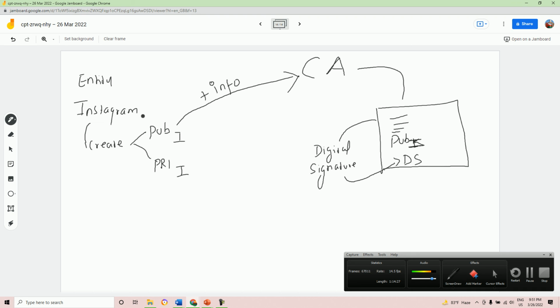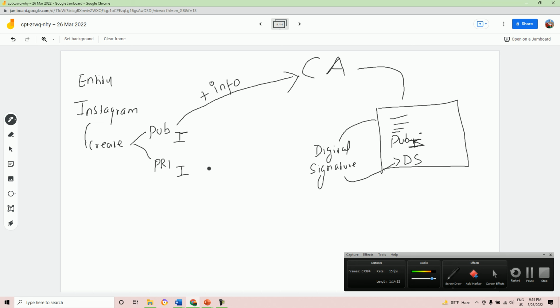So the steps are: the entity provides the information and its public key to the CA. The CA creates the certificate and in the certificate it will insert the public key of the entity. Also it will calculate the digital signature and put the digital signature inside the certificate. So now the certificate is ready.